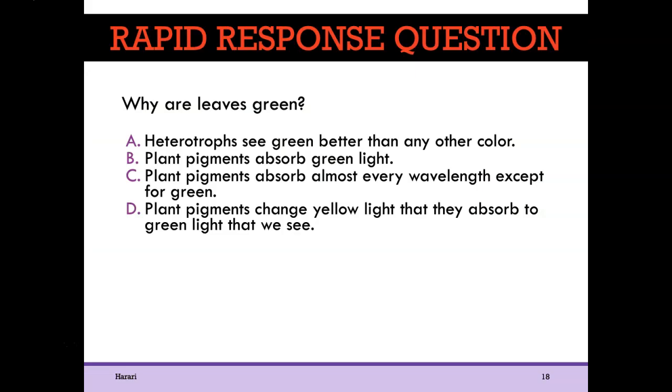So pause here and try to answer this rapid response question. So the answer is C.